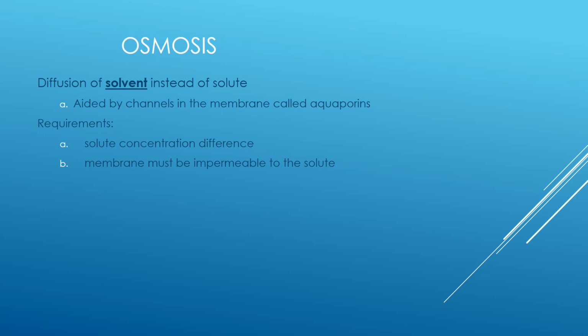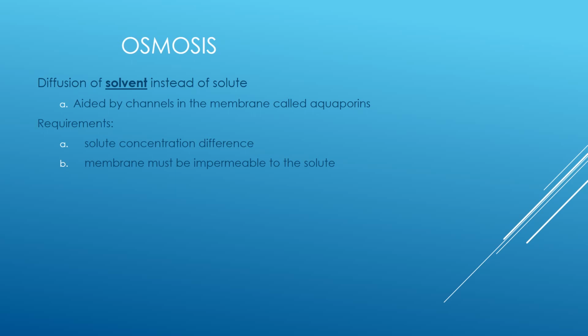So with osmosis, this is a little bit different, where now this is diffusion of a solvent instead of a solute, okay? And so these are going to be aided by channels in the membrane called aquaporins, and typically, again, our solvent is going to be water. And so water molecules do not carry a charge, so they can pass through the plasma membrane slowly.